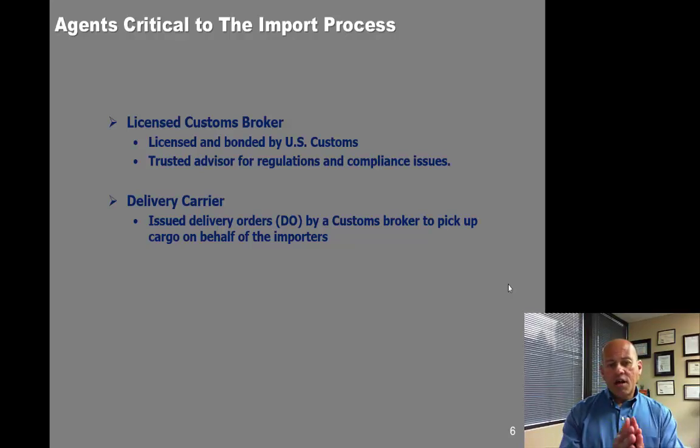Delivery carrier. Once the customs broker clears the goods, they issue what's called a delivery order, and that delivery order is issued to a trucker. Once the goods clear, let's say through the seaport, the broker has a sort of sub-power of attorney to be able to grant access for a trucker to pick up the goods and deliver to you. So it's good that you're aware of it.